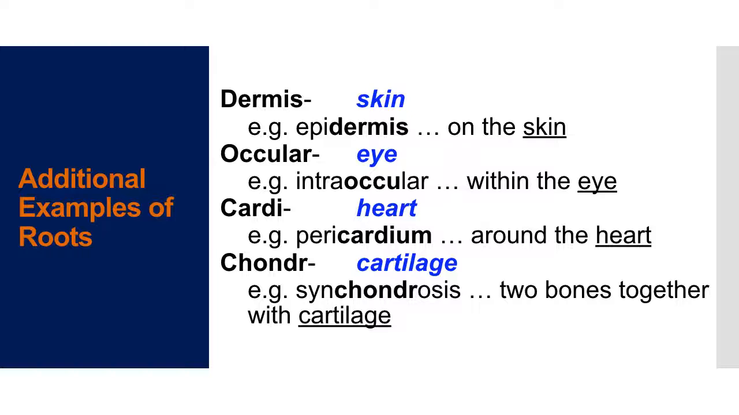And chondra, you learned about syn meaning together. Now we have the root word chondra, which means cartilage, so together it means cartilage together, and then osis, you will find out later when we talk about suffixes. You see how this enables you to interpret a lot of medical terms just by taking them apart.